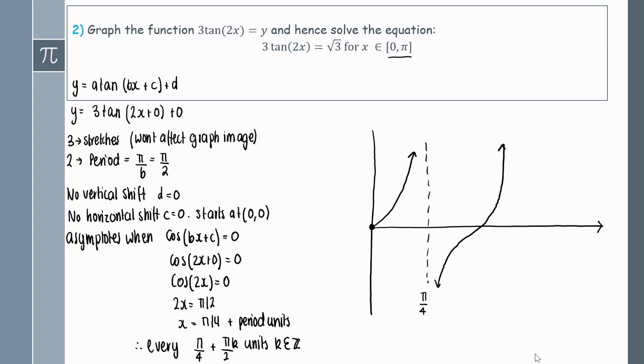It's next going to hit the origin, and then it's going to have another asymptote, pi on 2 periods after pi on 4. So pi on 4 plus pi on 2, I think that is 3 pi on 4. So my graph's going to keep going a little bit longer.